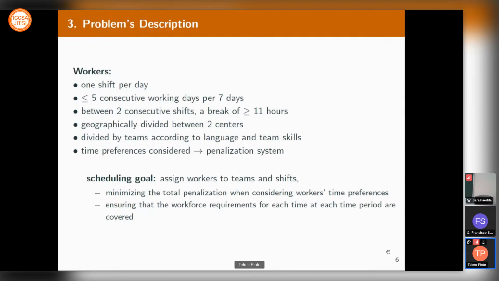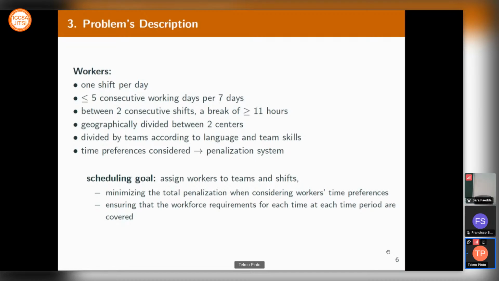For workers, each worker is assigned to one shift per day in the call center, and they are scheduled for a maximum of 5 consecutive working days within a 7-day period. It is important to note that between two consecutive shifts, workers must have a minimum break period of at least 11 hours. This is to ensure sufficient rest time.